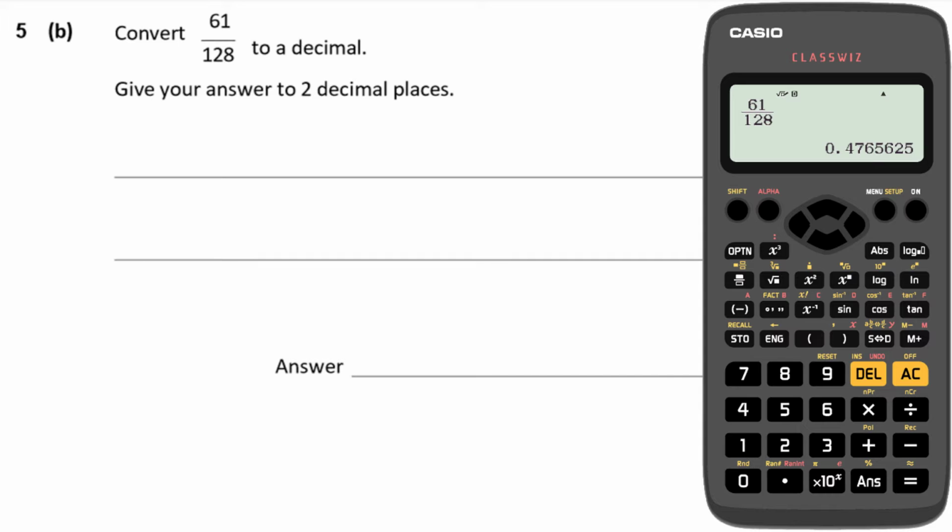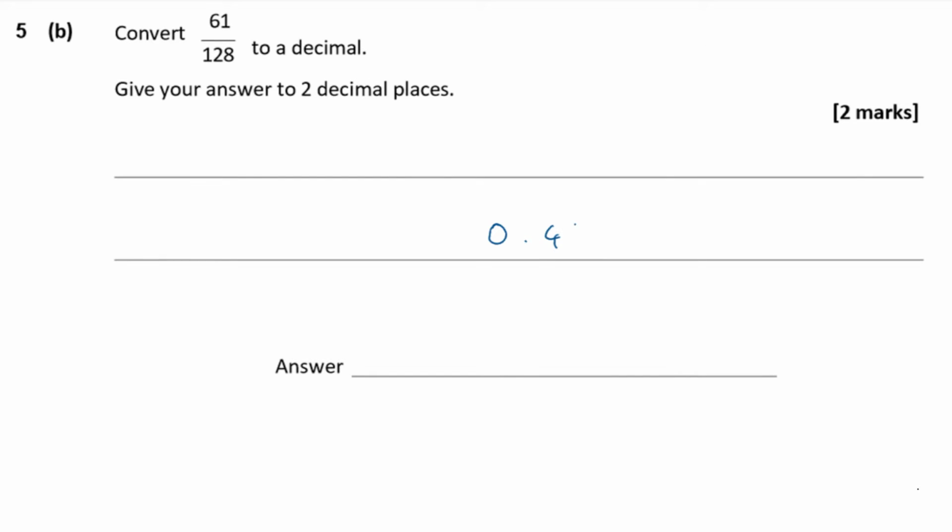The next digit is... so I've got 0.4765, etc. So if I want to round off after the 7, the next digit is a 6, isn't it? Which means I need to round up. So my 0.47 rounds up to 0.48.